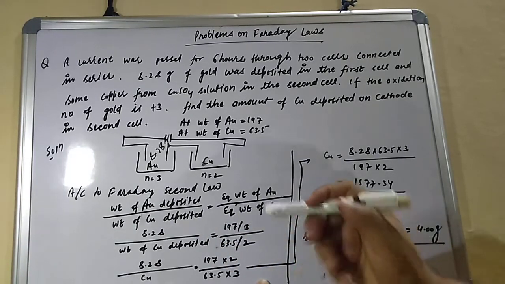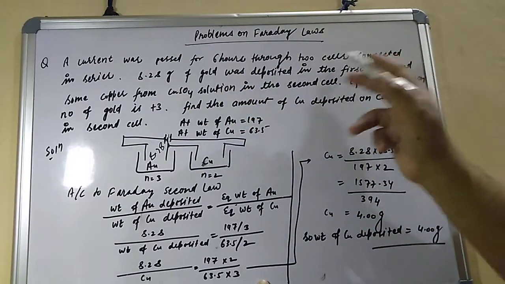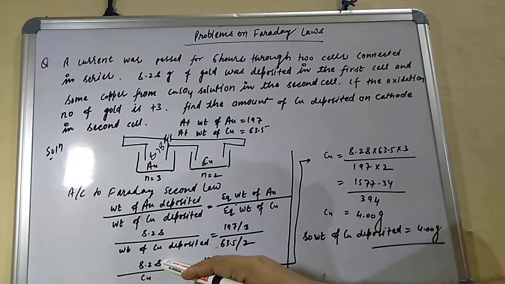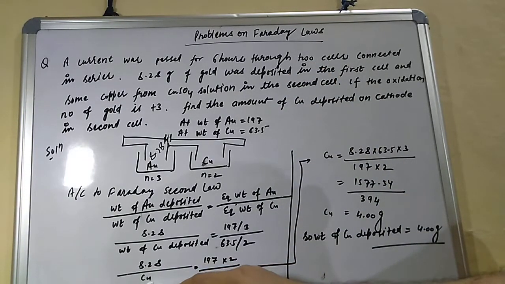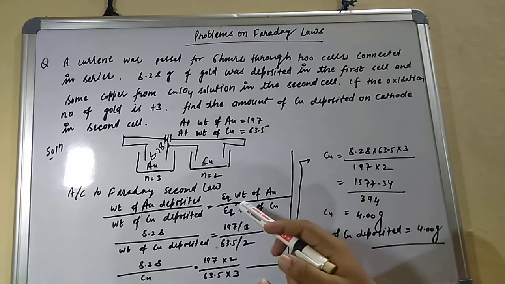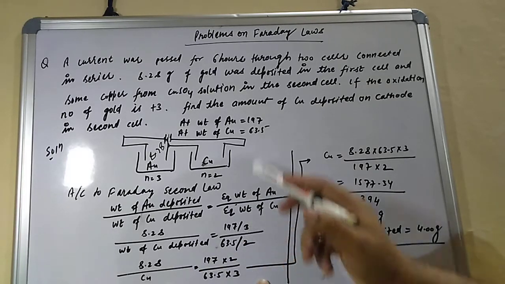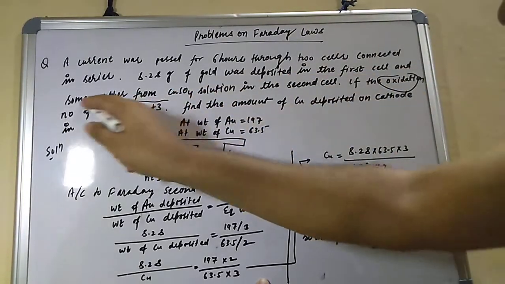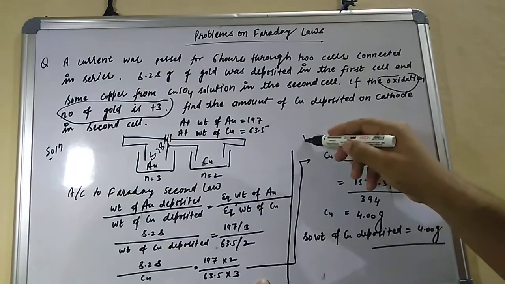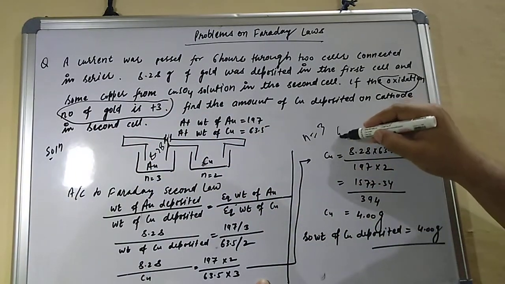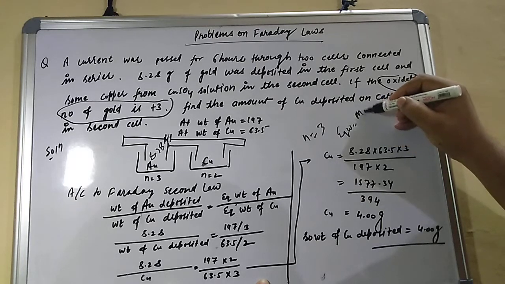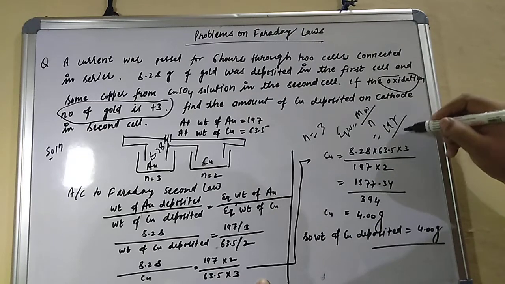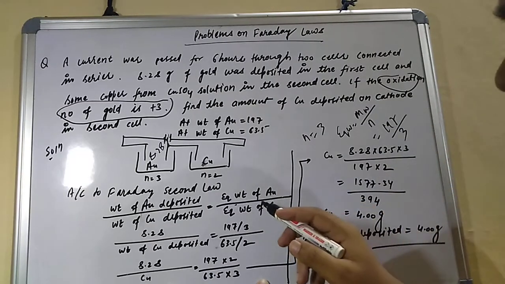Now they are saying that two cells are connected in series, and 8.28 gram of gold was deposited. So 8.28 gram over the weight of the copper equals the equivalent weight of the gold. They say the oxidation number of gold is 3, which means the n factor is 3. So what is equivalent weight? Molecular weight upon n factor. The molecular weight given is 197 gram and the n factor is 3.